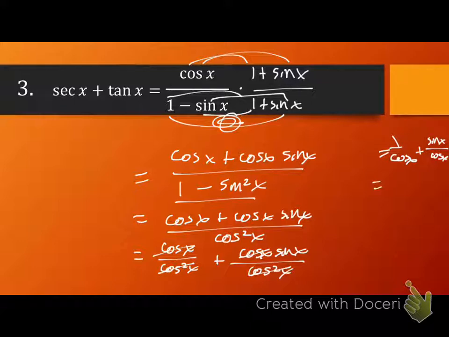1 over cosine is secant. Sine over cosine is tangent. And that's exactly what I want. And how did I know to do that? Well, because I paid attention to the left side and tried to get the right side to look like the left side, which means I had to split that fraction up. And now that you've seen it, you need to take that with you and try to do it on your next problem, if it applies. Okay?